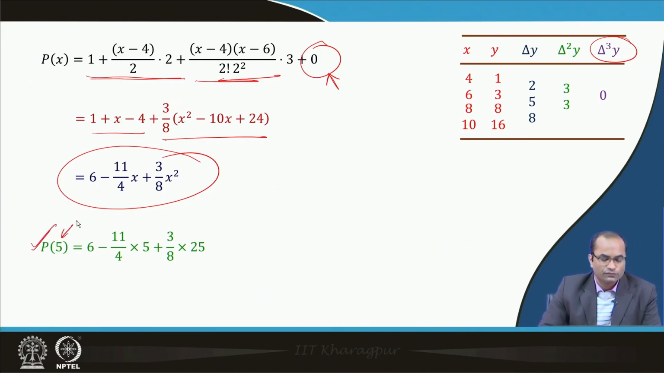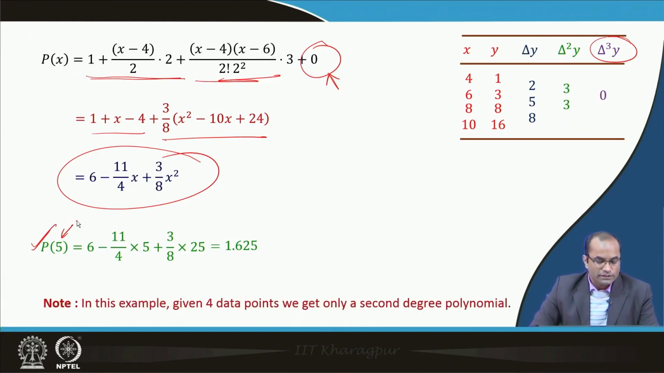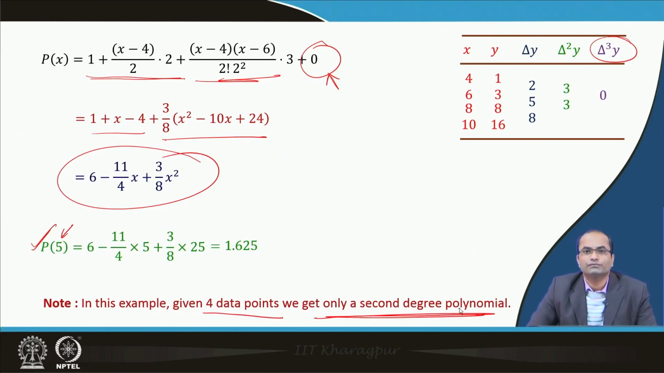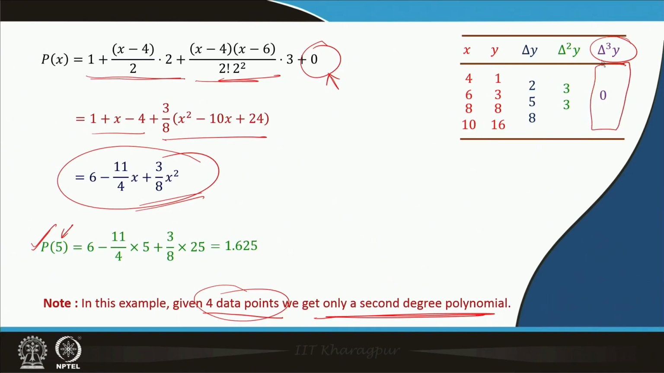So, for instance, if x is equal to 5, we get 1.625. What is interesting here is that given 4 data points, we get only a second degree polynomial, which is nothing surprising, because the result is that given n plus 1 data points, there will be a unique polynomial of degree n or less than or equal to n, which passes through all these points. So, here we have seen that though there were 4 data points, we got only a second degree polynomial, which was also clear from the table, because the third order differences were 0 in this case.